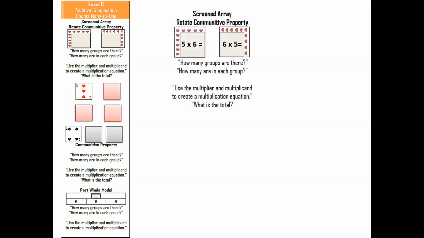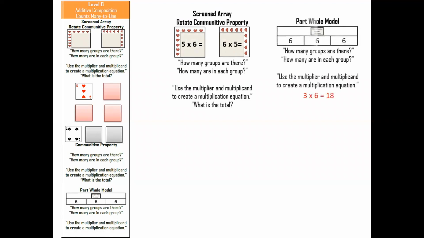And again, right here, we have a 3 and then a bunch of 3s turned over. Okay, we have 3 in each group, but how many groups are there? So you want them to focus on not just how many in each group, but how many groups are there. And again, working on the commutative property. So again, right here, screened array. And remember, with arrays, you can rotate it. So 5 times 6 and 6 times 5. And again, every question has to do with them producing a multiplication equation, right?